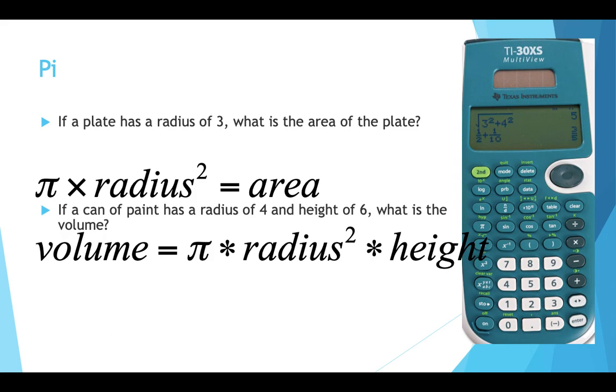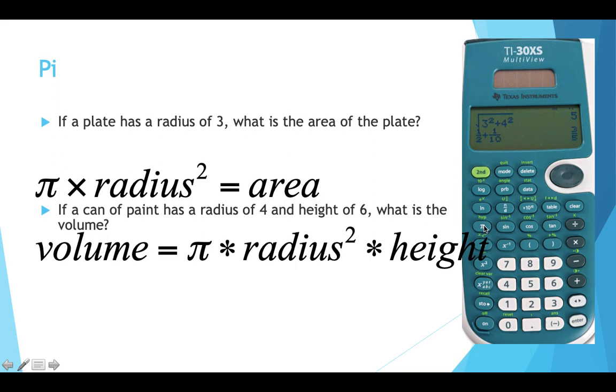Pi is very important for all circular measurements. You could use 3.14, but pi gives you a much more accurate answer. To use pi, like in this problem here, if a plate has a radius of 3, what is the area of the plate? You'll say pi times radius squared. To do that, you'll just hit pi, which is right there.